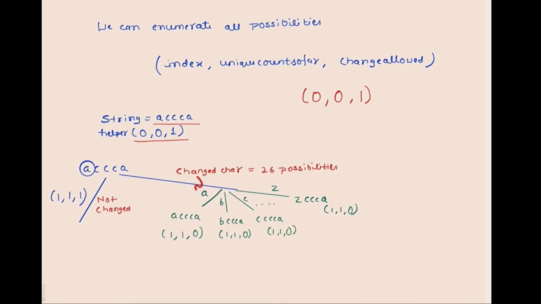But what if we change the character? We have 26 possibilities to change the character, so we have to consider all the possibilities. So we can change A to A. I mean, that doesn't make sense, but yeah, so we have like 26 possibilities. So A can be A, B, C till Z. These are all the possibilities that we have. And if we are considering these possibilities, the next index will be 1. Unique character so far is 1 because we have considered A as well, and we have done the change, so we are going to send 0 to the change allowed. So this is how we are going to enumerate.